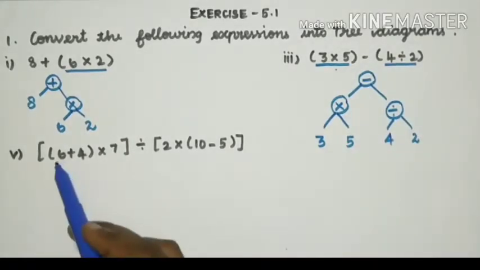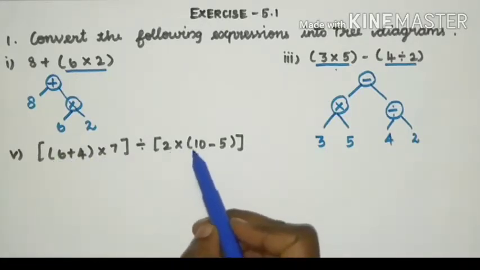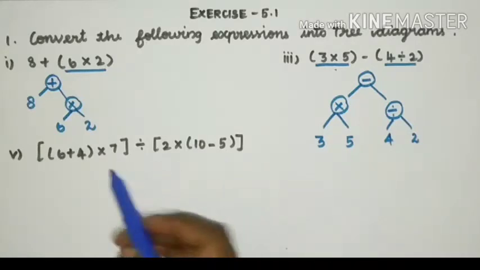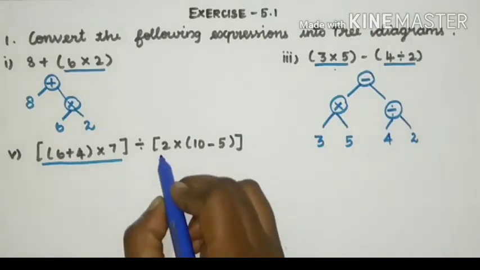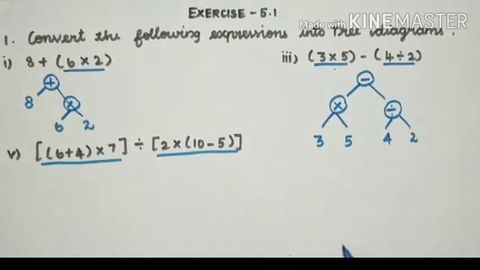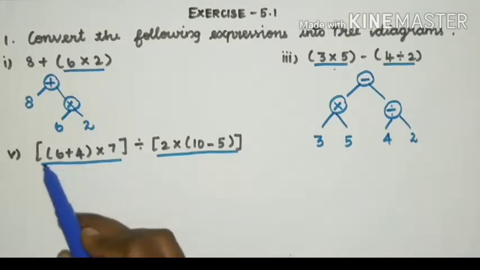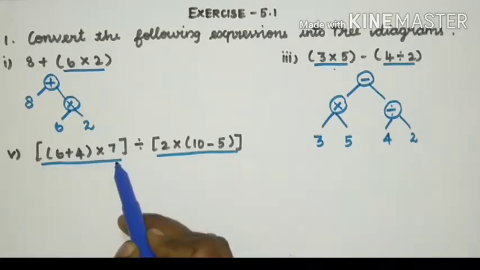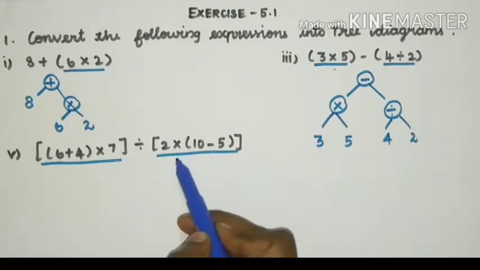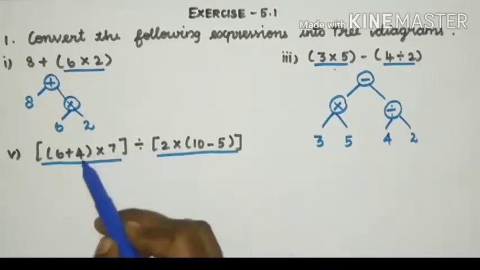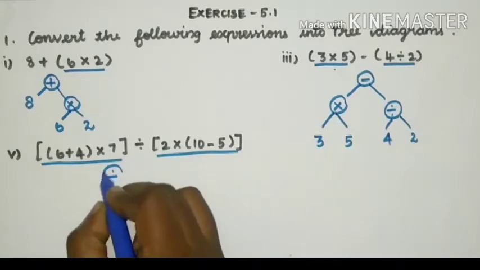Fifth sum. 6 plus 4 into 7 divided by 2 into 10 minus 5. So consider this square bracket fully as the first term and consider this bracket as the second term. Students, it's clear, no? Here we have two brackets. So first you have to consider this square bracket as the first term and this square bracket as the second term. Here two terms are connected with the operation division. So first you have to write division here.